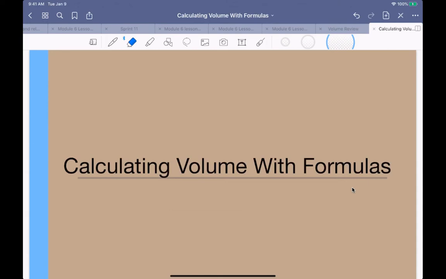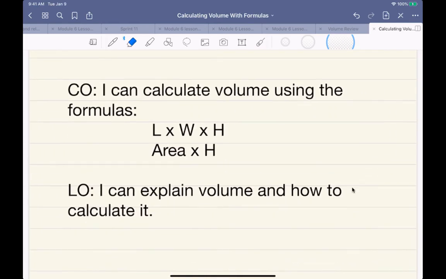We're going to be practicing with calculating volume with formulas. Now we've already done this, so today this is a review. Our content objective is I can calculate volume using the formulas length times width times height, or we can also do it using area times height. Our language objective is I can explain volume and how to calculate it.